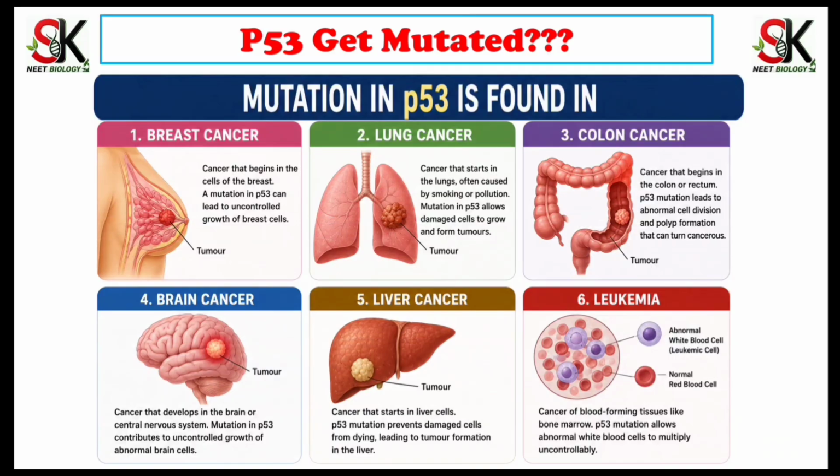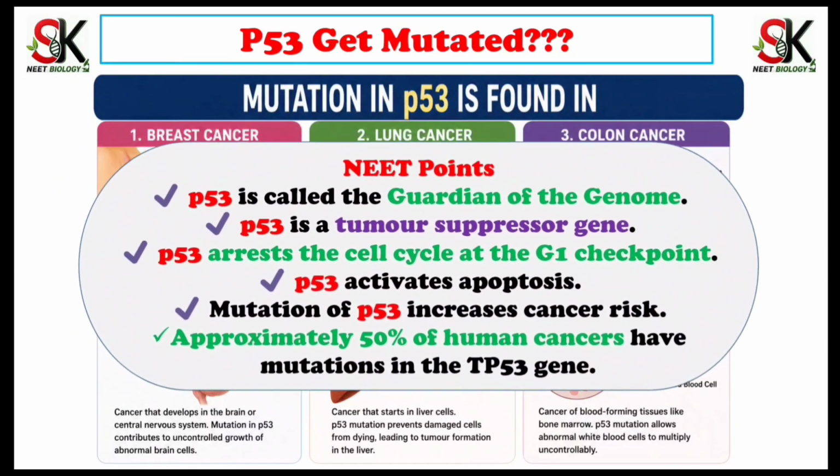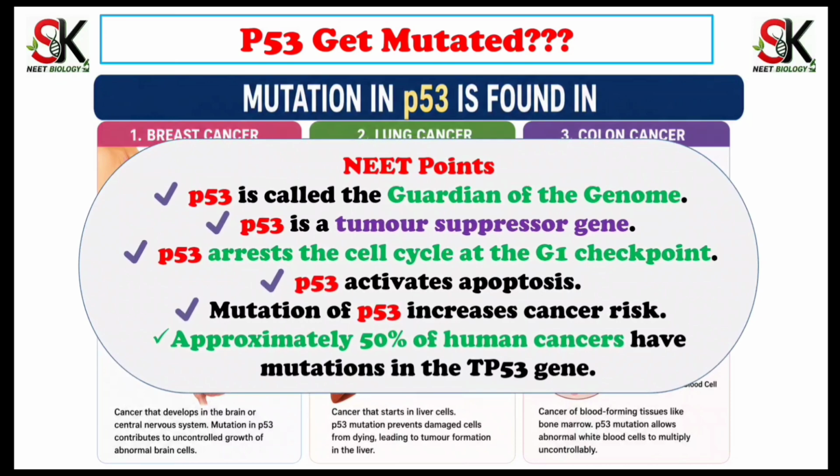Let's quickly revise high-yield NEET facts. p53 is called guardian of the genome. It is a tumor suppressor gene which arrests cell cycle at G1 checkpoint. It activates apoptosis in case of severe DNA damage, and we have found that around 50% of human cancers involve mutations of p53 gene. This is all about p53 tumor suppressor.